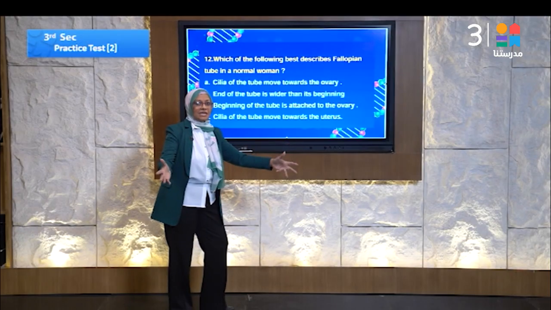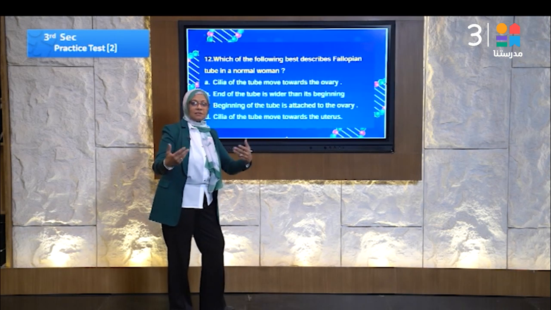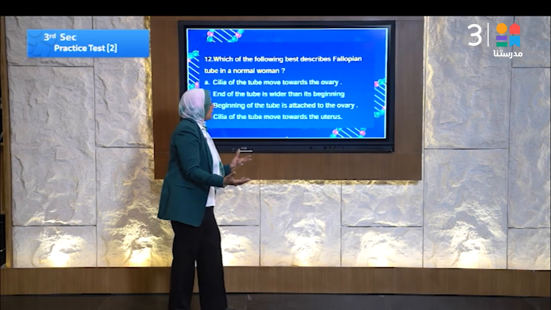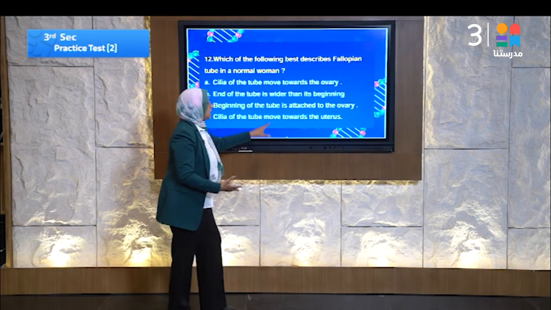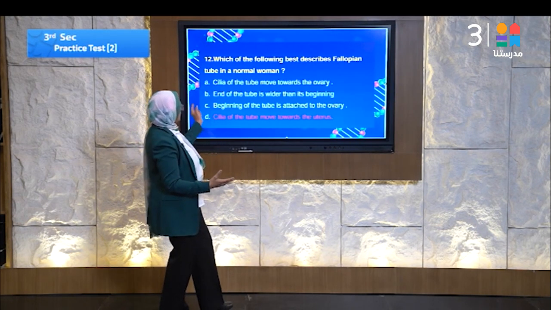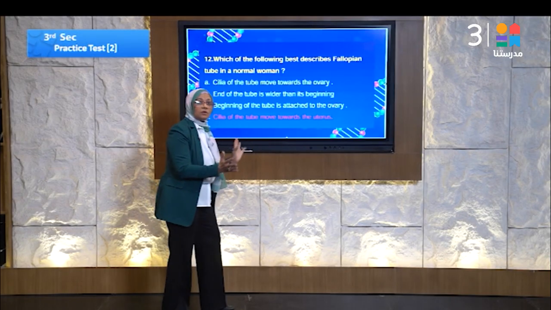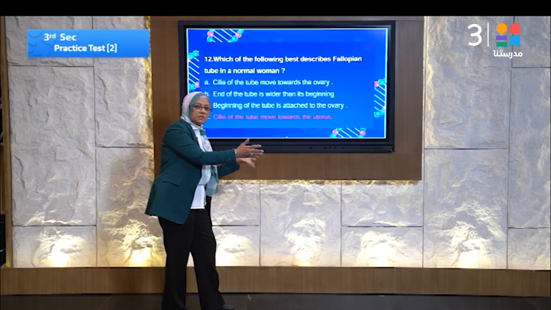Yes, the cilia attract the ovum to go inside the uterus. Let's check the answer. Yes, the answer is cilia of the tube move toward the uterus. Yes, they move toward the uterus and push the ovum to go inside the uterus.